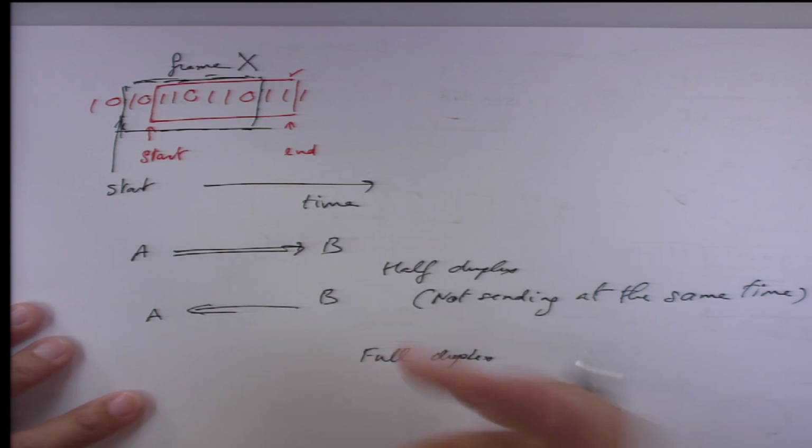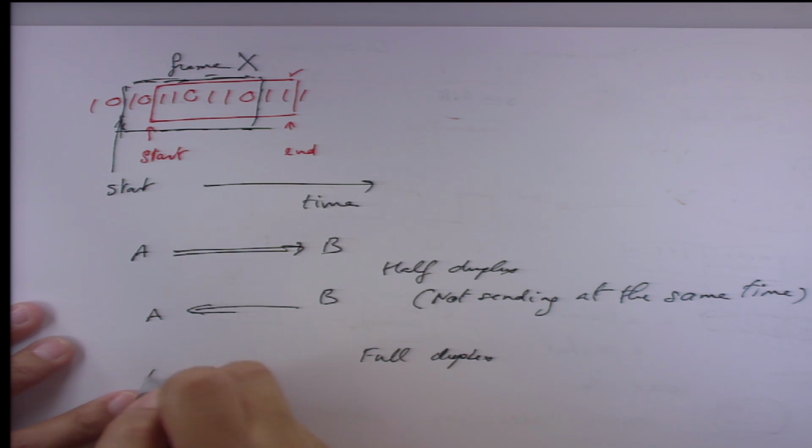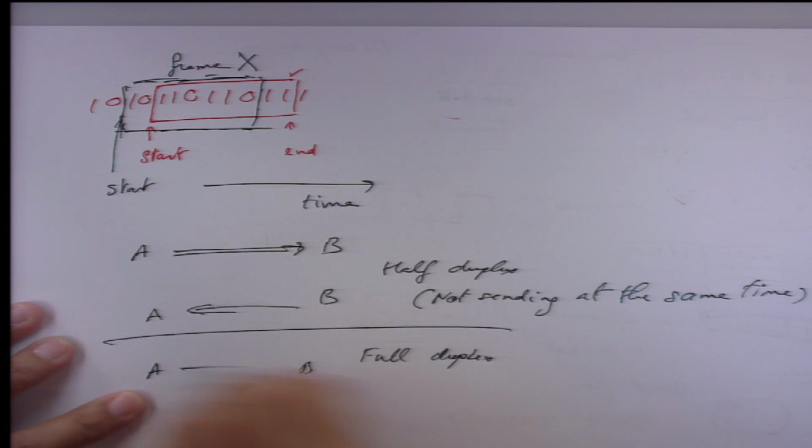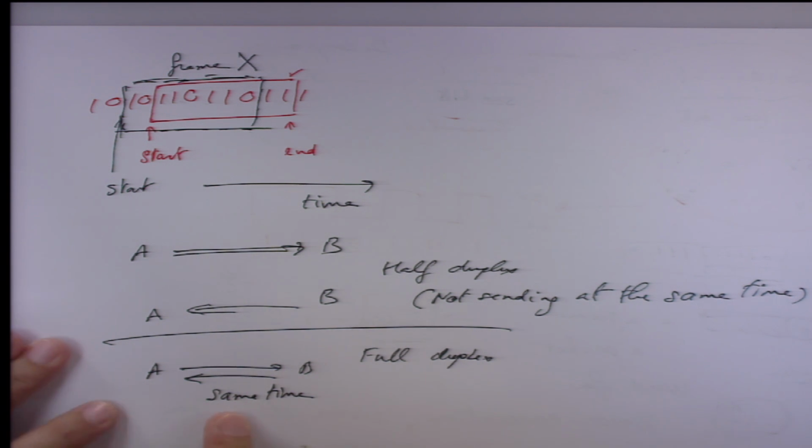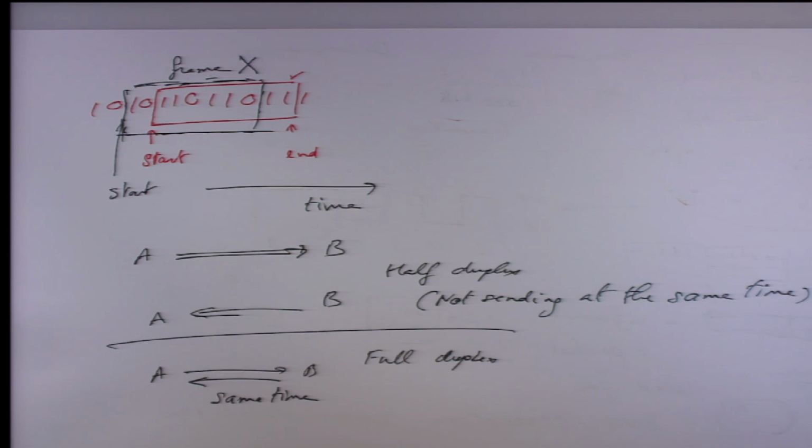It's like when you make a conversation, okay? When you talk, the other should listen. When the other talks, you should listen. This is kind of half duplex. But full duplex is when A sends to B, B can send to A at the same time. Okay, so they can send at the same time. It's full duplex.